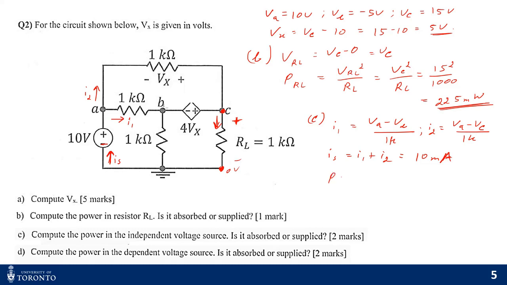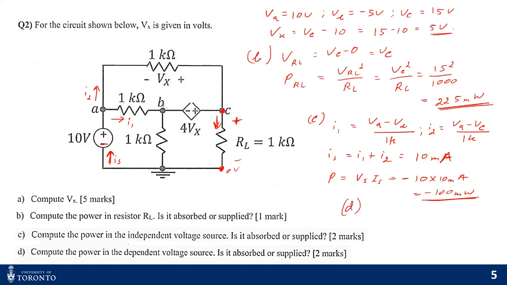So for this one, my power should be negative, right? So voltage Vs times Is, since it's going through the negative terminal, that's why the negative is placed: 10 times 10 milliamps, which should be equal to minus 100 milliwatts. Since the power is negative, the power is supplied by this source.